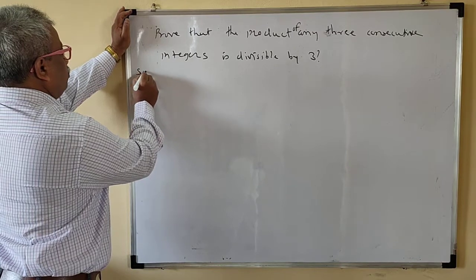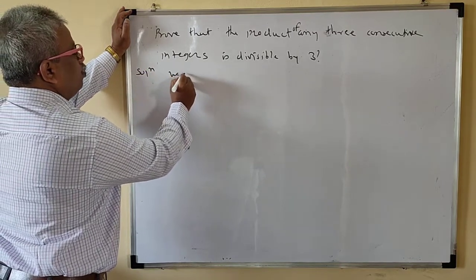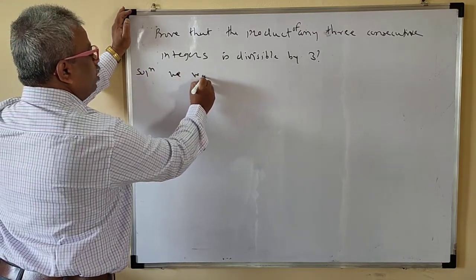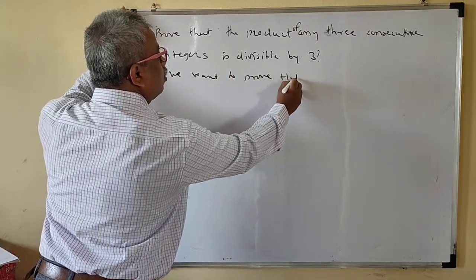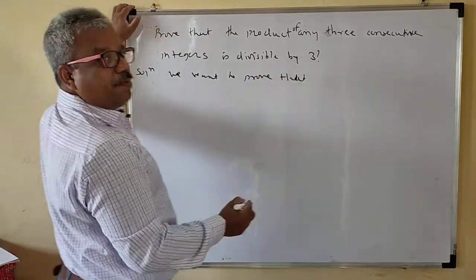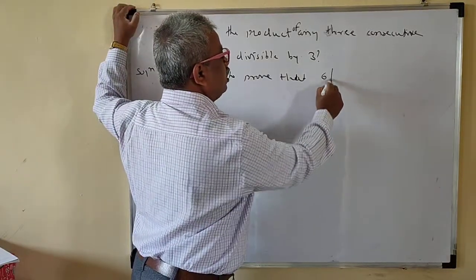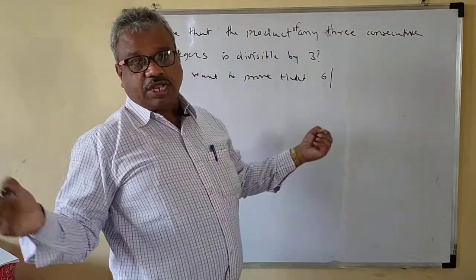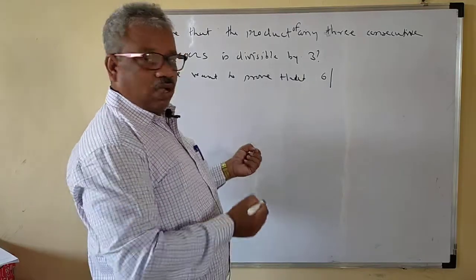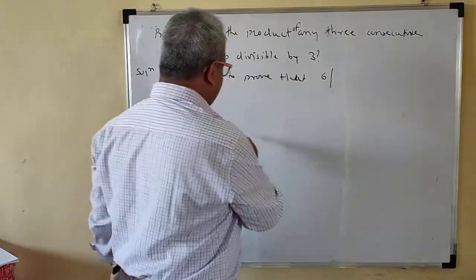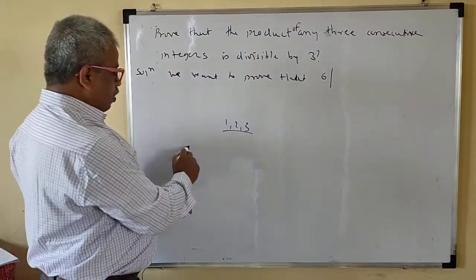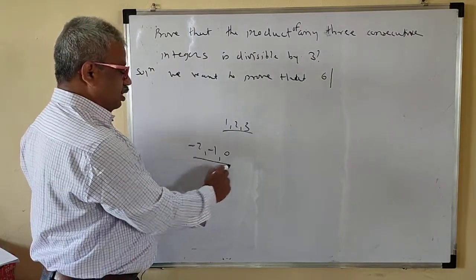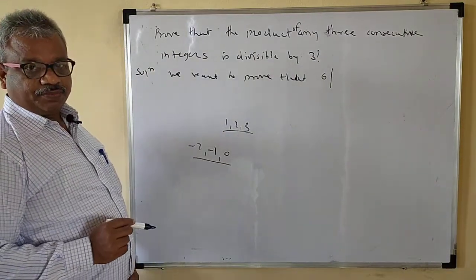Solution. We want to prove that 3 factorial, which means 6, divides the product of 3 consecutive integers. What do 3 consecutive integers mean? 1, 2, 3 are 3 consecutive integers. Minus 2, minus 1, 0 are 3 consecutive integers, right?